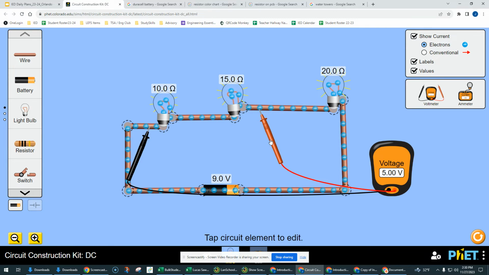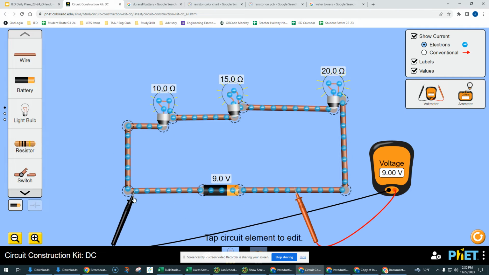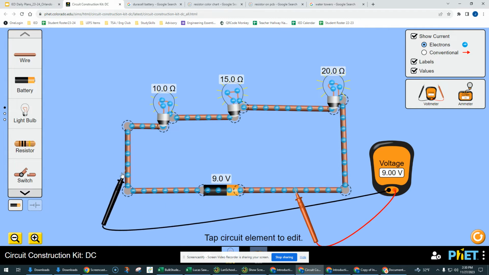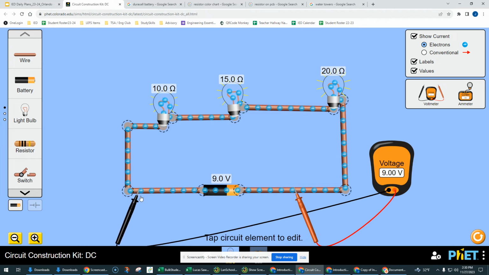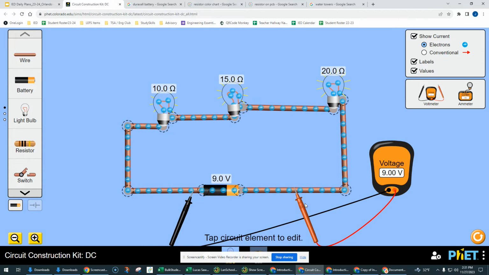Okay. So if I move this one to the back side of the third, this is 9. And actually that's expected without even thinking about the light bulbs, because at this point, I'm just on the 2 sides of my battery. There's nothing in between at this point. So I expected to have a 9-volt battery.